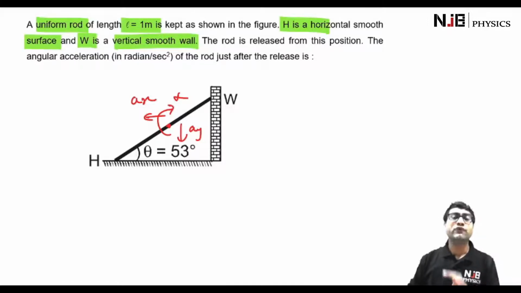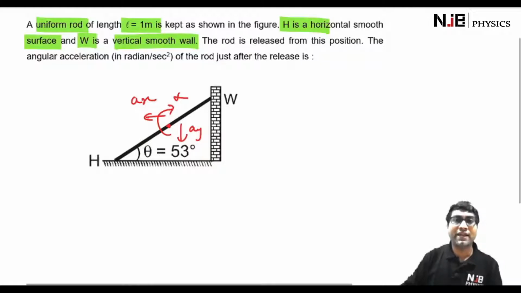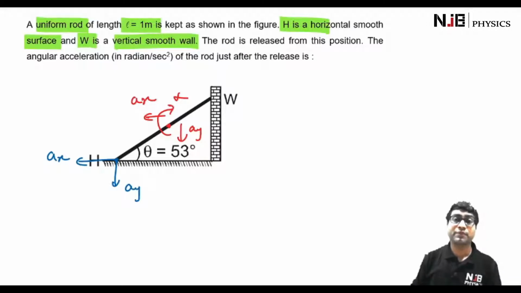Well, 2 of the equations we are going to get from here itself. If you look at the lower end of this rod, because of the translation, it is having 2 accelerations, one in the left direction, that is ax, and one is ay in the downward direction. And because of the rotational motion, it is going to have a tangential acceleration. This acceleration is going to be alpha times L by 2.